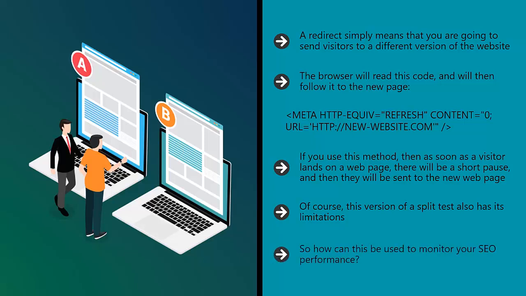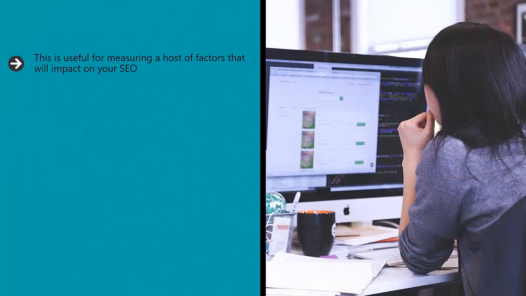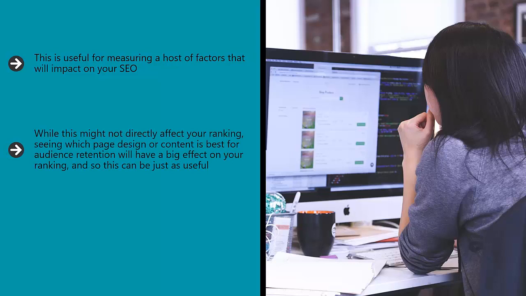So how can this be used to monitor your SEO performance? This is useful for measuring a host of factors that will impact on your SEO. That means things like bounce rates, things like CTR, click-through rate, and more. While this might not directly affect your ranking, seeing what page design or content is best for audience retention will have a big effect on your ranking, so this can be just as useful.